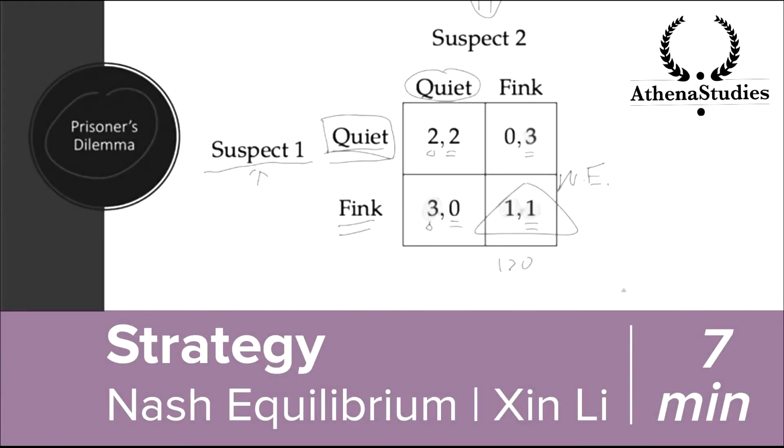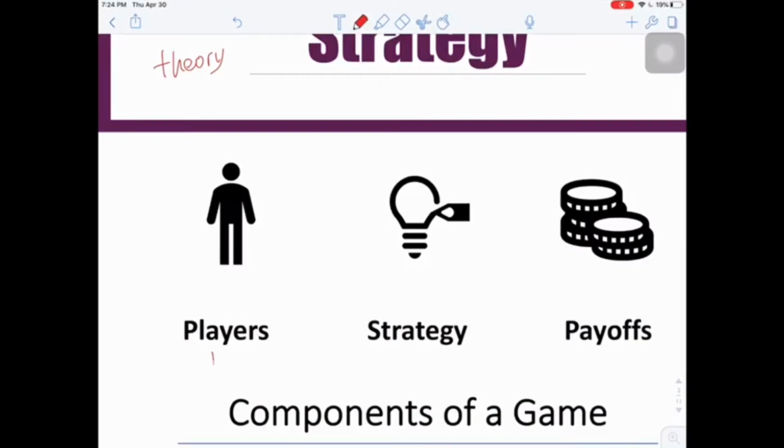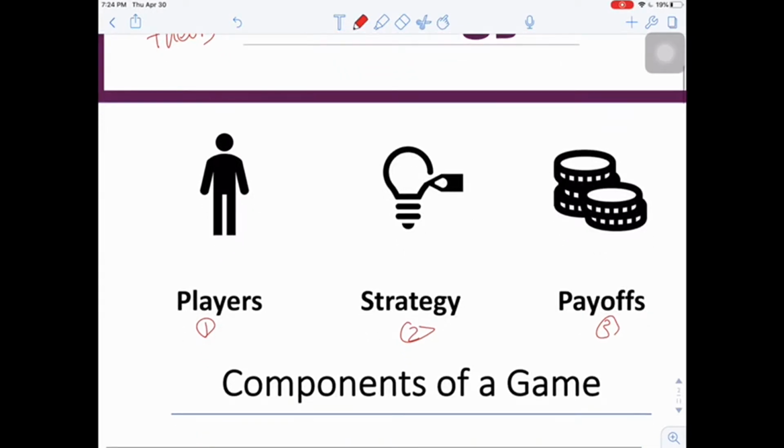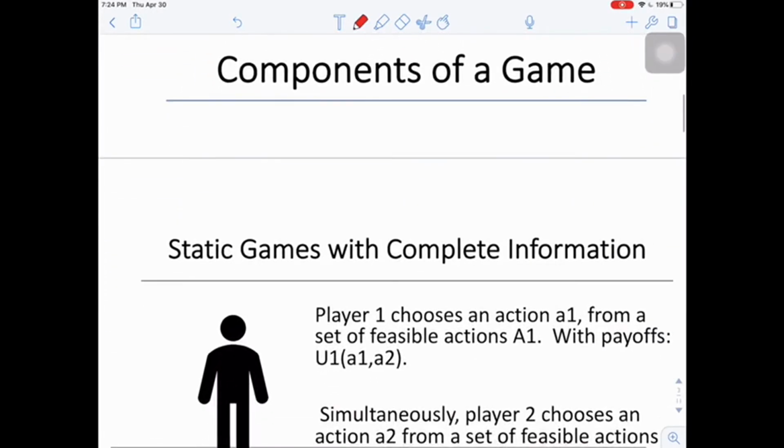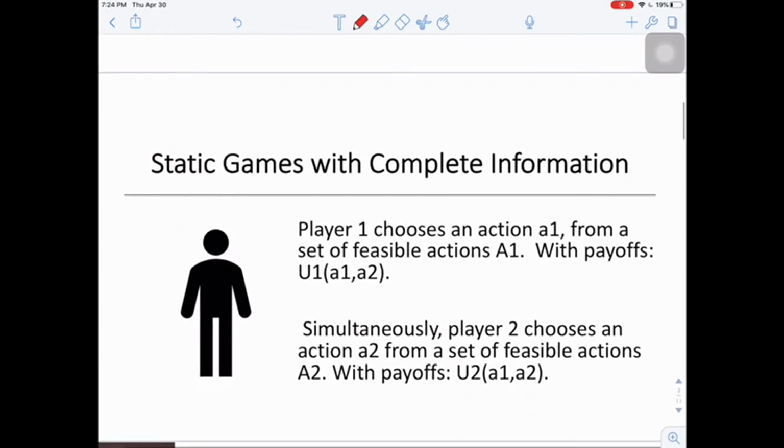So there are three most important elements that you have to know in a game setting, which are players, strategy, and payoff. Players are the people who are involved in this game, and strategies are the actions that the player can choose. And by choosing strategies, the players can get respective payoff.